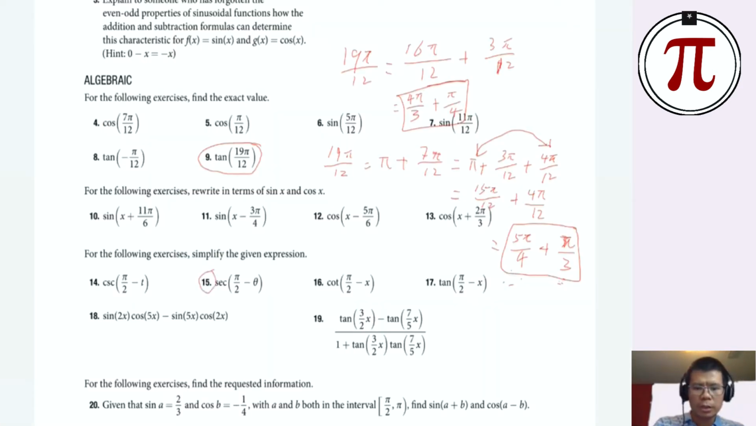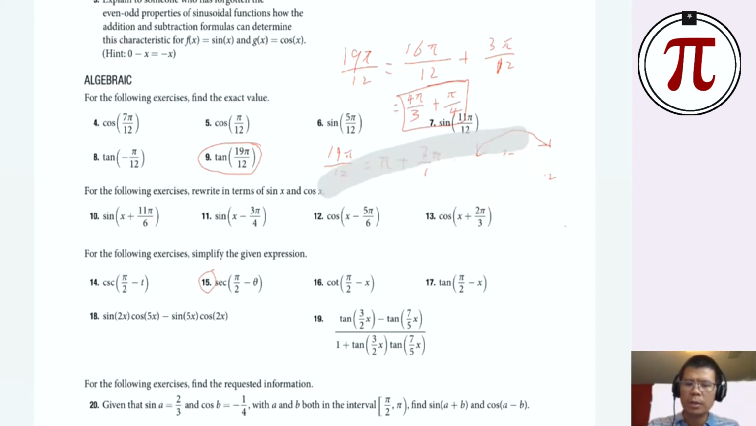Okay, well, this one is something we didn't do directly, but we can do. Well, this one we didn't cover yet, but this one can be done. We were talking about sec equals 1 over cosine, right? Pi over 2 minus theta, right?